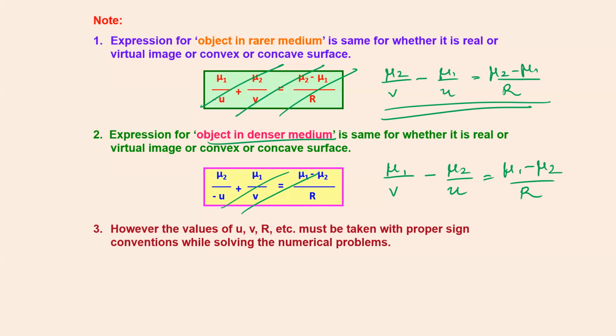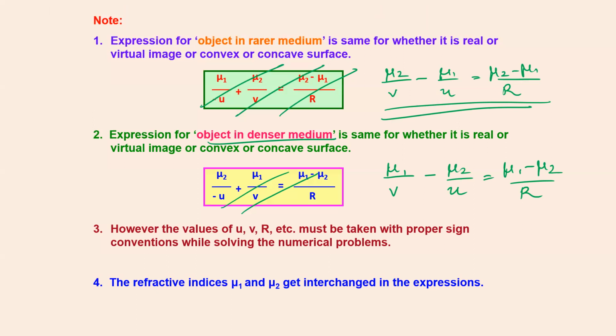If the object is on the left hand side of the pole, we take u negative. Always u will be mostly negative only. V and r accordingly. Virtual image, v negative. R for concave will be negative. Otherwise for convex, positive. That way we take. And the refractive indices mu1 and mu2 get interchanged in the expressions, and that's the simple logic.